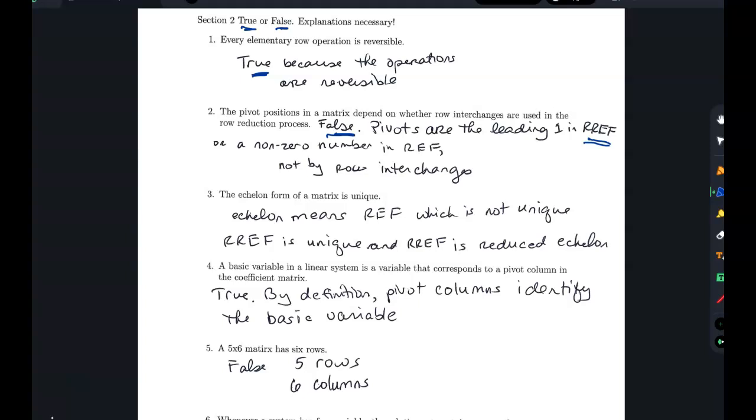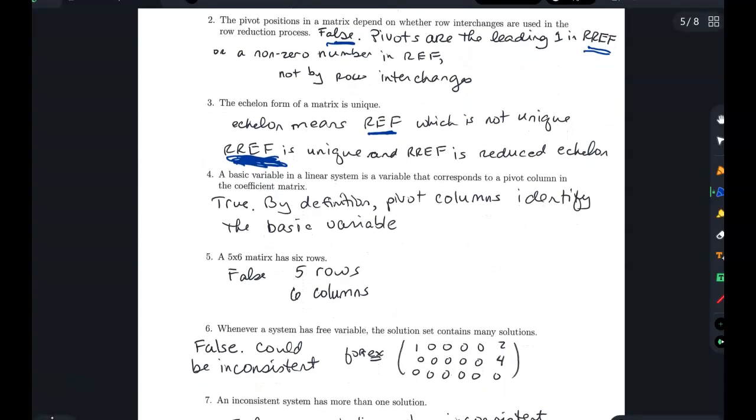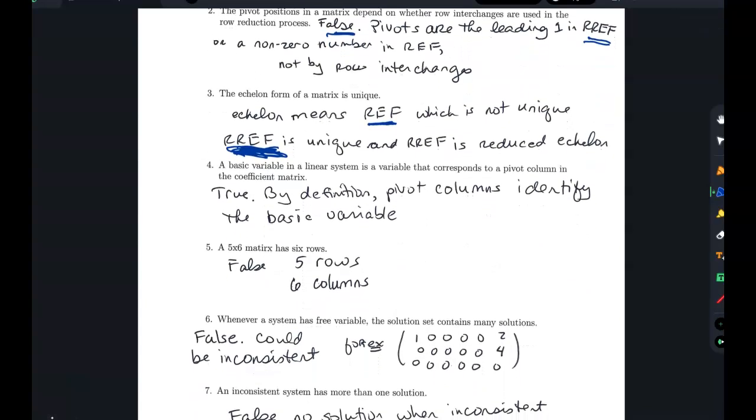Echelon form of a matrix is unique. No. The echelon form is like saying REF. The RREF is unique, and that's where all the pivot positions are 1s, and you have 0s above and below those pivots. REF just means you have pivot positions of 1s, and you have 0s below your pivot positions of 1. A basic variable in a linear system is a variable that corresponds to a pivot column.